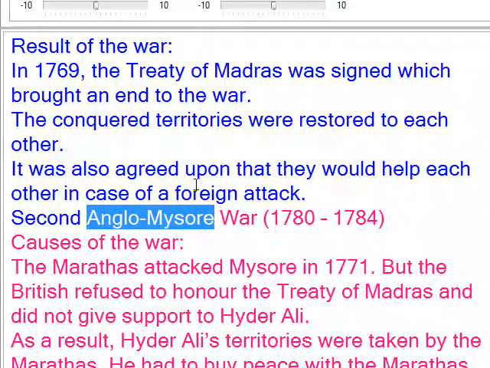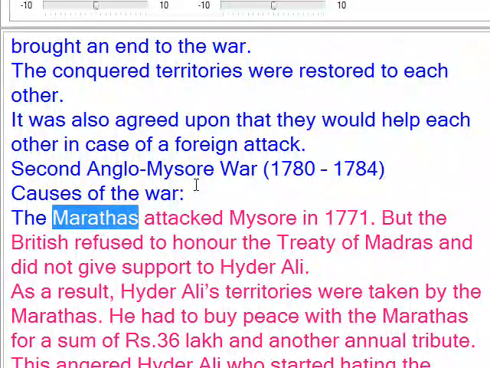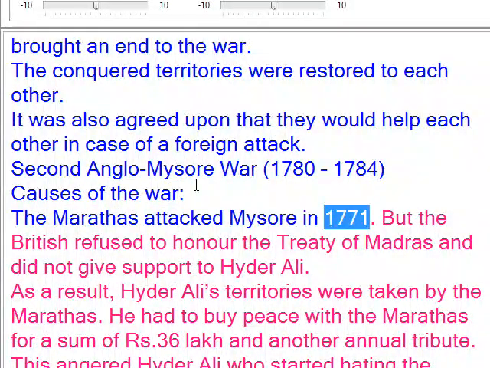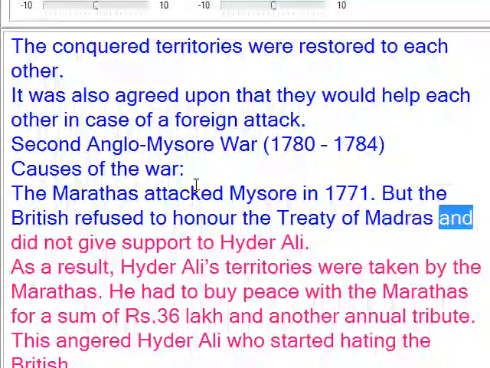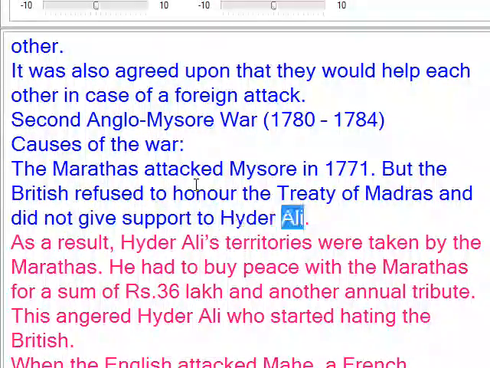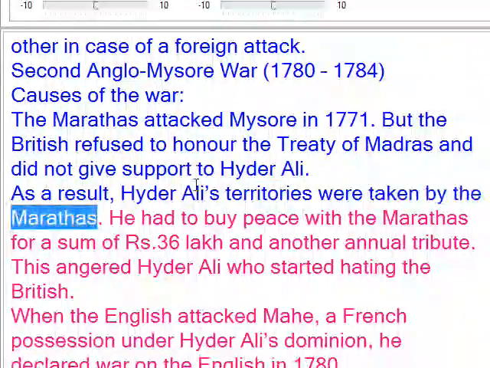Second Anglo-Mysore War, 1780-1784. Causes of the war: the Marathas attacked Mysore in 1771. But the British refused to honor the Treaty of Madras and did not give support to Hyder Ali. As a result, Hyder Ali's territories were taken by the Marathas.